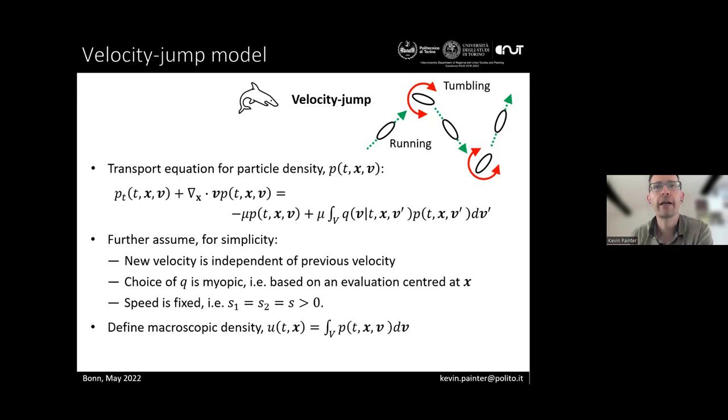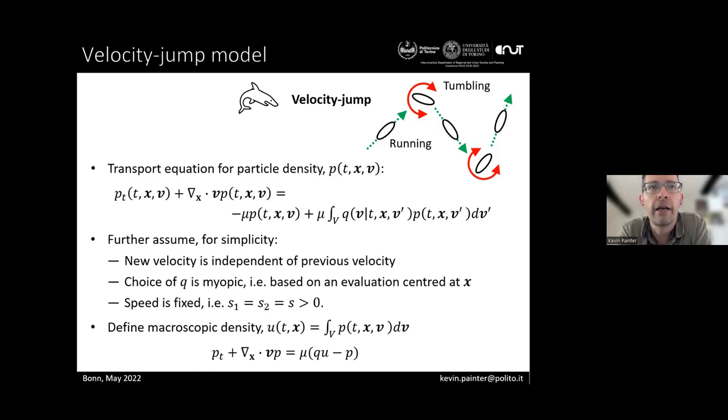Okay. And then we're going to define our macroscopic density. My macroscopic density is simply the density of particles that I see at a particular point in space. And so that's simply the integral of p over the velocity space. The key thing we want to do is to derive an equation for this macroscopic density. Now, given these assumptions, I get a much simpler looking transport equation. Because Q is now not depending on v dash, that will simply come out. Because it's a probability distribution, it's going to integrate to one. And therefore, we get everything much simpler here. And now, from this equation, we want to get an evolution equation for U.